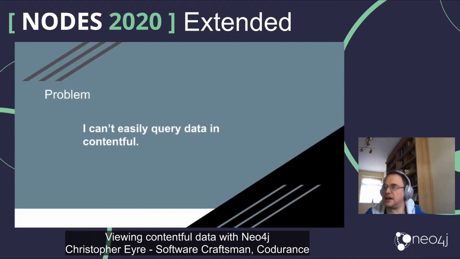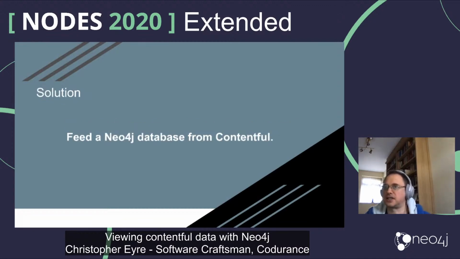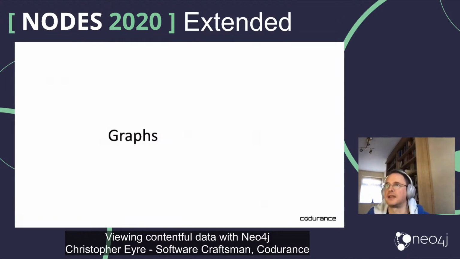And the problem is I can't easily query data in Contentful, because Contentful was designed for publishing data and managing data. It isn't designed for searching. And then I suddenly realized that the entire content data in the Contentful space actually forms a graph. So my solution was, let's feed a Neo4j database entirely from Contentful. And that's where the utility that I started writing came from.